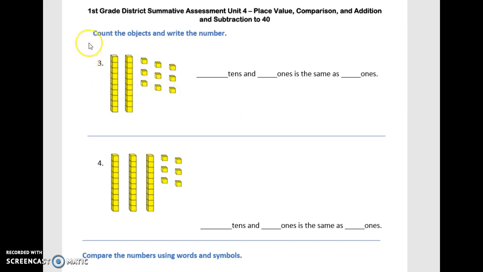Question number 3 says, count the objects and write the number. So again, you're counting, but this time the objects are those place value blocks that we've been working with. So you're going to tell how many tens and how many ones, and then write it as a regular number right here. It says how many ones. So blank tens, blank ones, that's equal to or the same as how many ones.